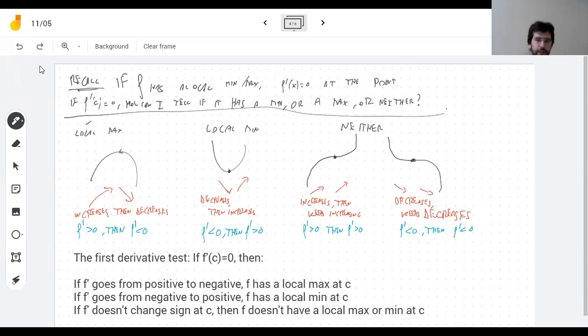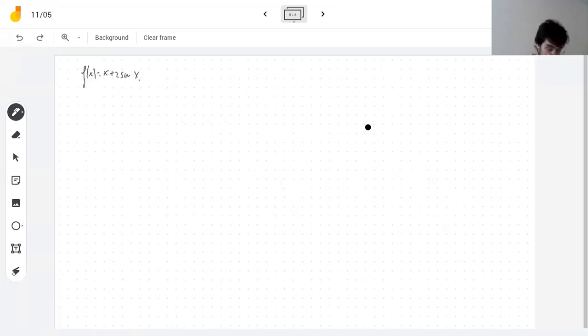Let's see. So the example in the book. Let's do x plus 2 sine x. No, I don't like this example. We already did a very similar one. Let's do the function e to the x minus x.